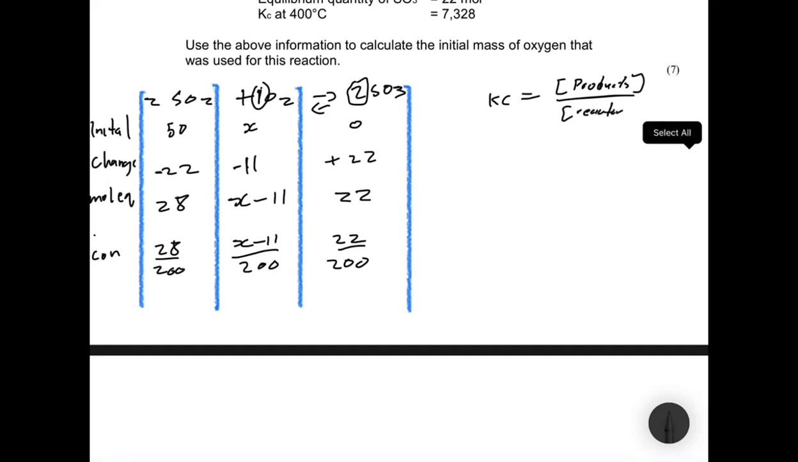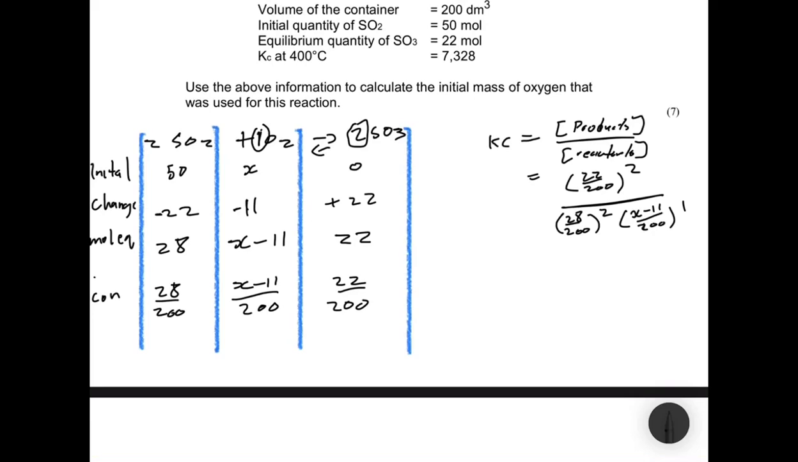So now we can see that the Kc is equal to the concentration of the products divided by the concentration of the reactants. So if we go on with that, our product will only have SO3, right? So we're gonna have 22 divided by 200 to the power 2, right? The balancing coefficient, divided by the reactants. So we have 28 divided by 200 for SO2, right? To the power 2 multiplied by x minus 11 divided by 200 to the power 1, the balancing coefficient. But we're given the value of Kc, we know that it is 7.328.